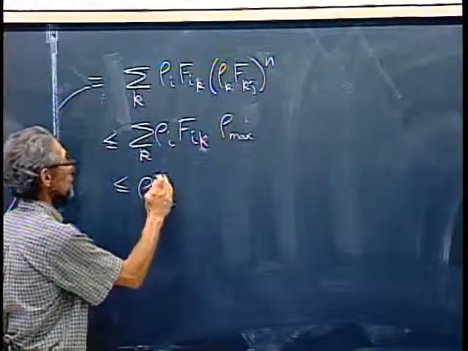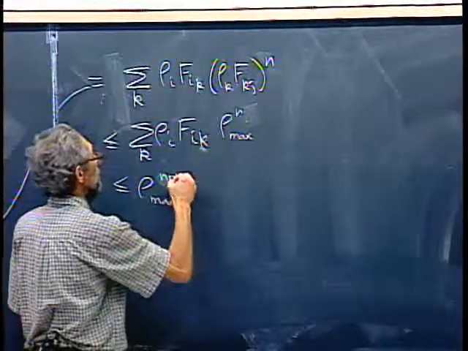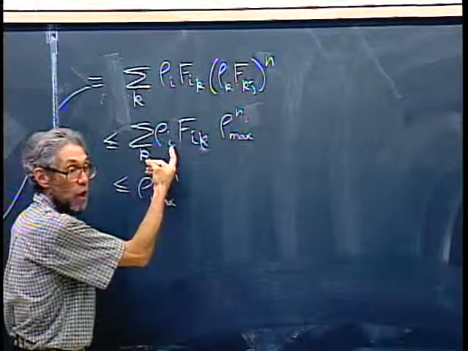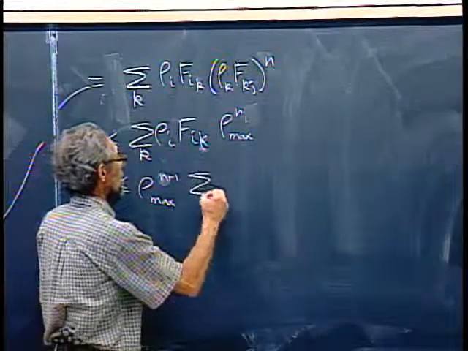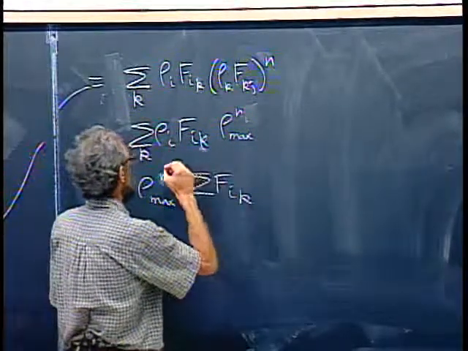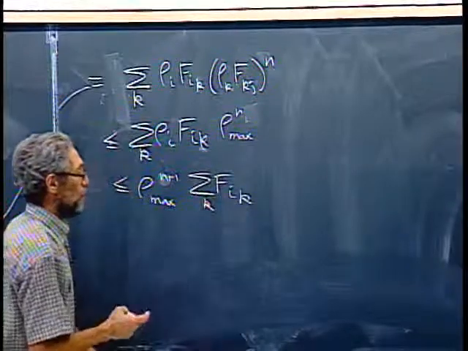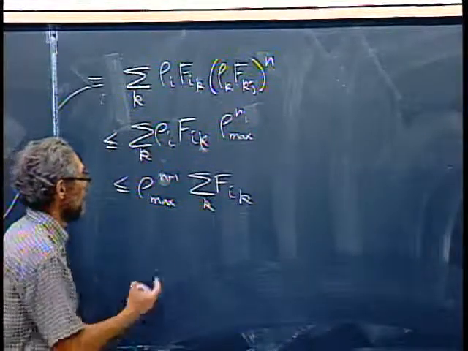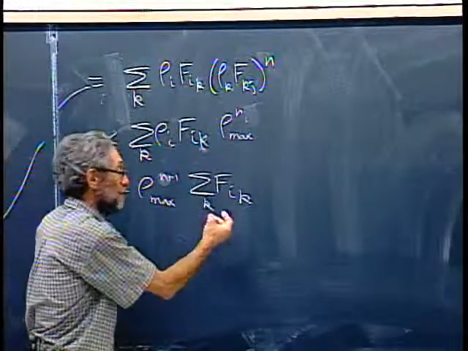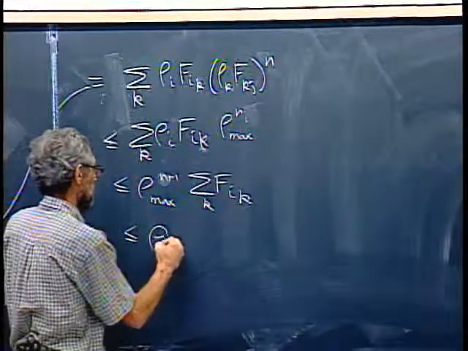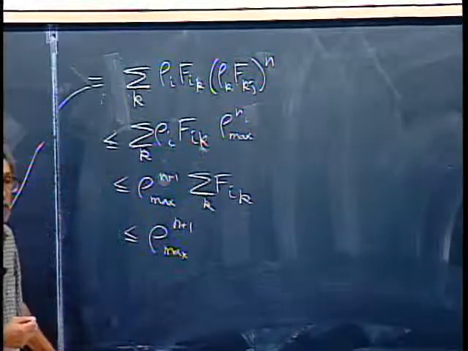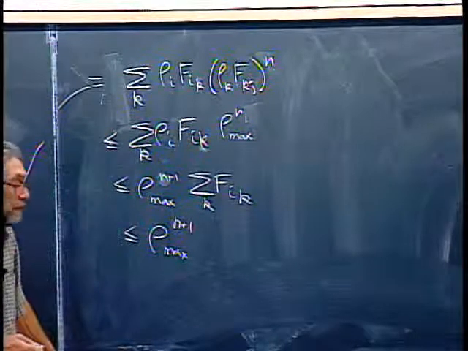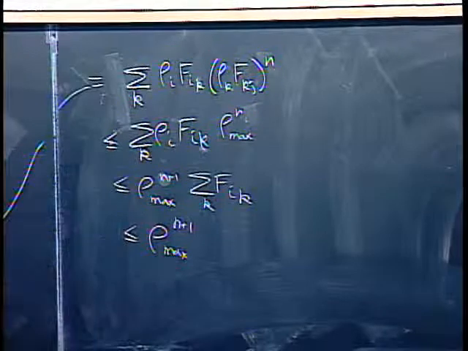So now I'm factoring this constant. This was n, and now it's n plus 1, because this particular rho i is less than or equal to the maximum. And now I have the sum of fik over k. But by property 2 on the other board, that's less than or equal to 1. So that means this has got to be less than or equal to rho max to the n plus 1. And that's what I was trying to prove by induction. So I have that claim, and that's what I need to show this series converges.